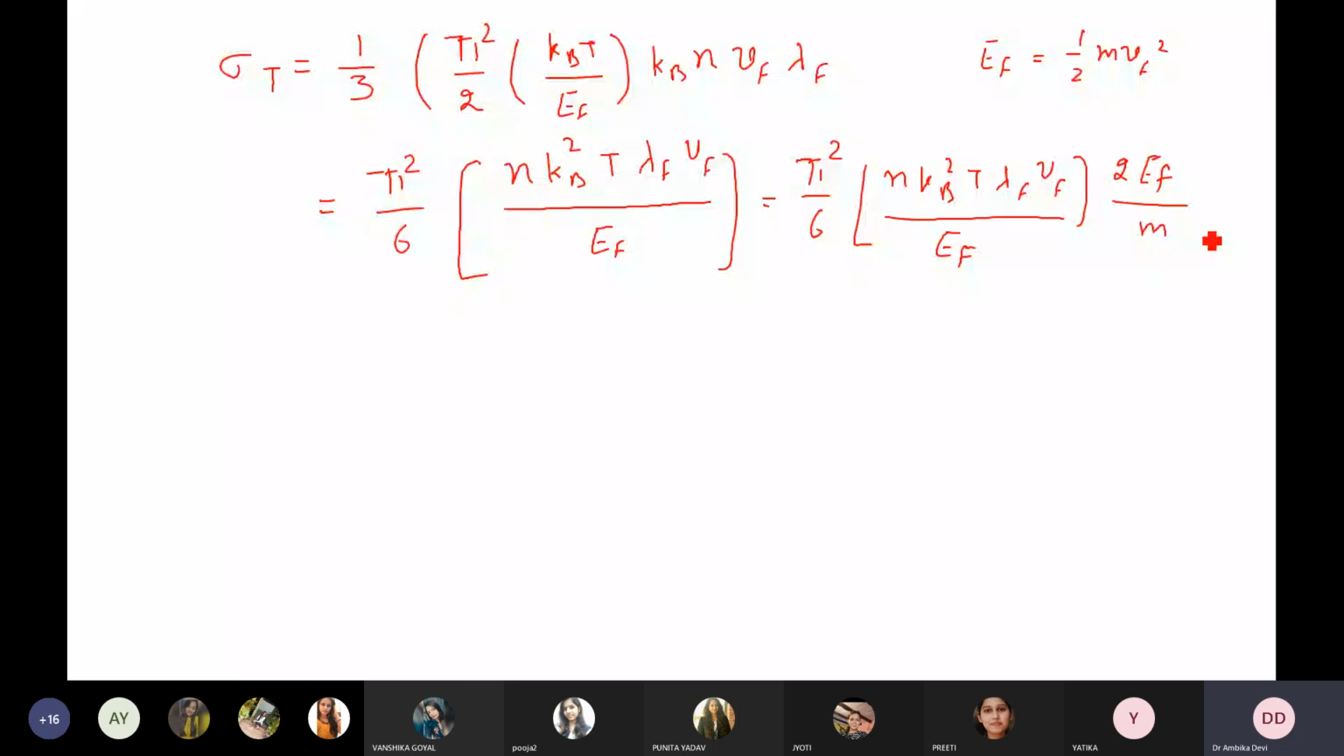And one thing more, what we are going to do is multiply this by Vf and divide by Vf also. Just do one thing: substitute the value of EF here. So EF is 1 by 2 m v square. So this will be 2 divided by m Vf square. You have simply substituted the value of E here. So this is like this. Just a minute.